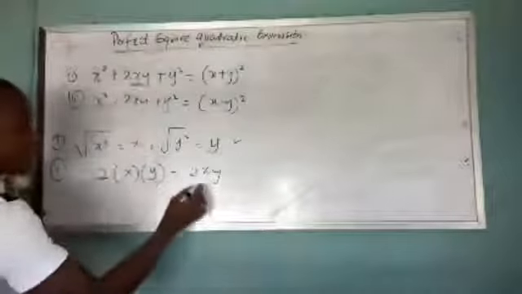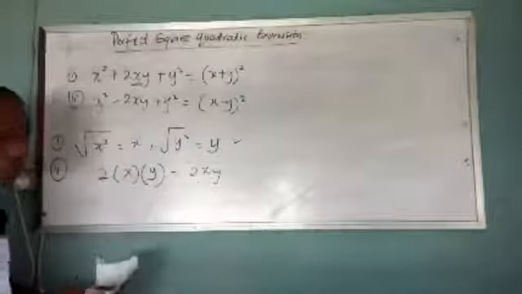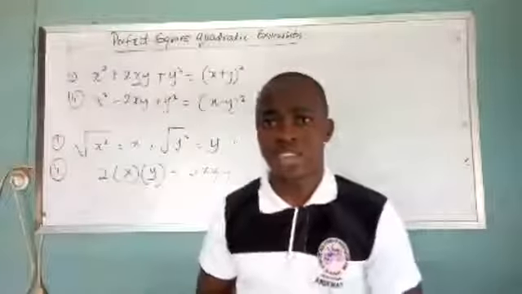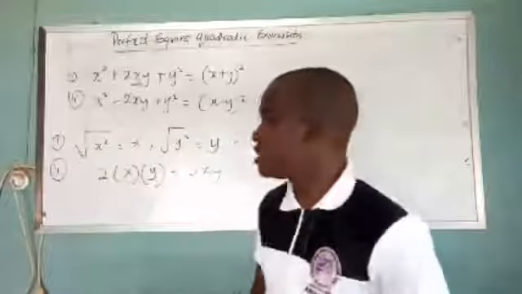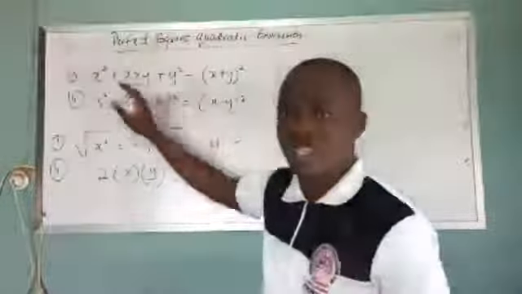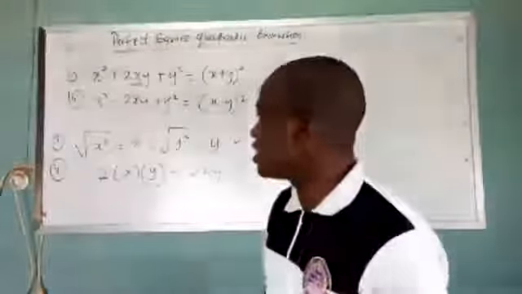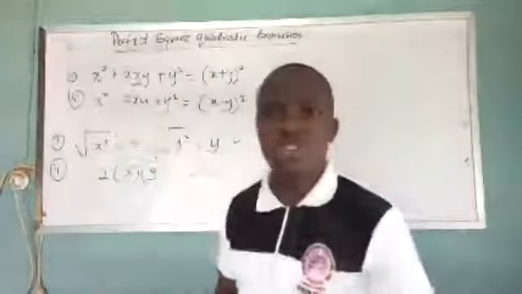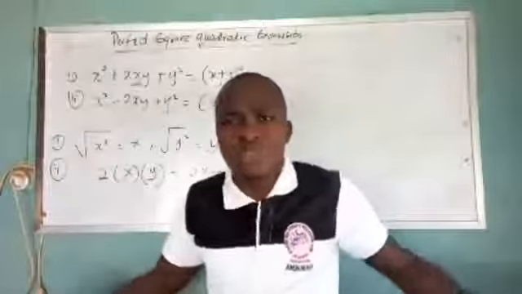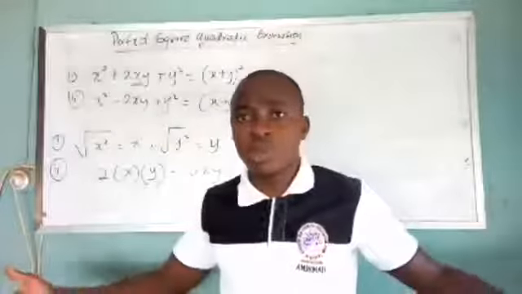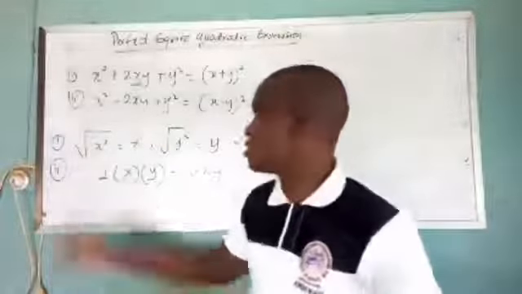We have 2xy, we have 2xy. Definitely the two conditions are satisfied there. So definitely this expression is a perfect square. So far this expression is a perfect square, automatically how do you factor it? You don't need to go through the factorization method or completing the square method or quadratic formula before you can get the factor of this. Are you getting it?